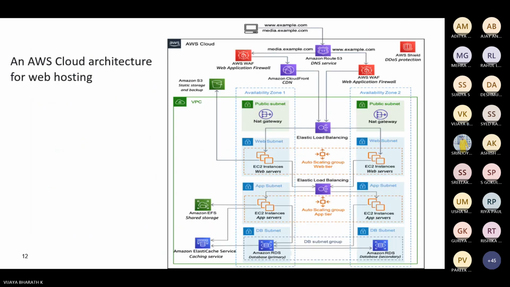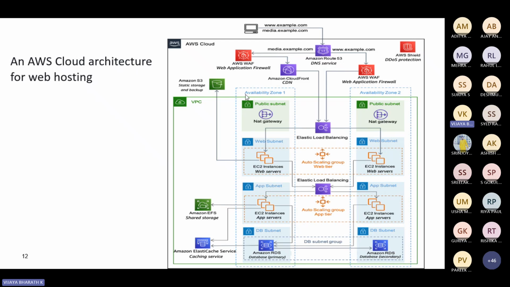Now you can see an AWS cloud architecture for web hosting. You have two EC2 instances in between, left and right, and they have been attached to an Elastic Load Balancer. At the bottom, you have the app service, and again it is communicating with RDS. So there is a DB subnet, and multiple subnets are there.